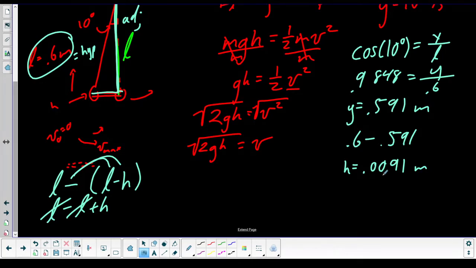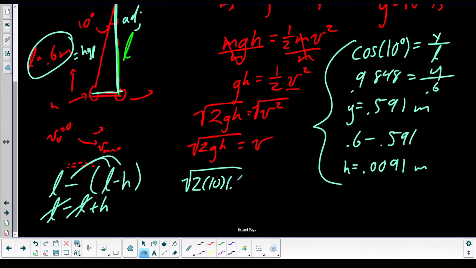So here we go. Now we plug this in. At this point, we're just doing math, right? The tricky part was, how do I find H? We did it here. We have to do some trigonometry very carefully. Now we just plug in our numbers. So we have the square root of 2 times 10 times 0.0091 equals V, and we're home free. So it's the square root of that number times 20. And V equals 0.427 meters per second.